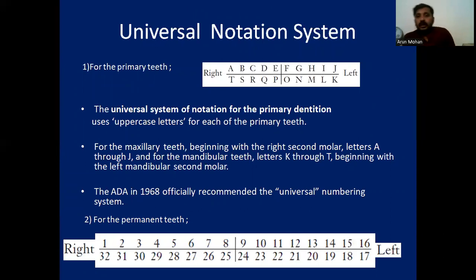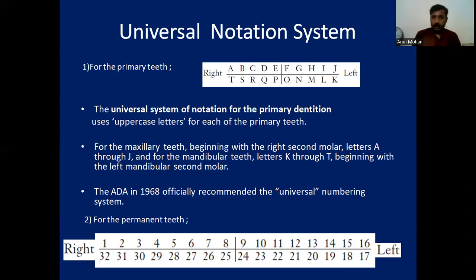The universal notation system is a system which was proposed by the American Dental Association in 1968, and this is based on the concept of universal numbering. That is, each tooth will have a particular number or an alphabet associated with it, by which the tooth will be denoted. There will be a single number or a single alphabet by which the tooth will be denoted.